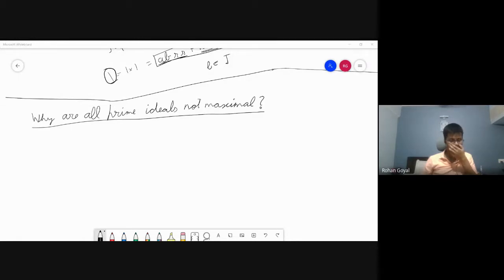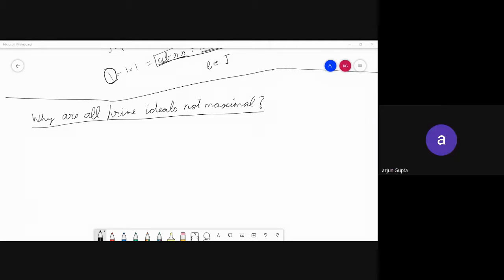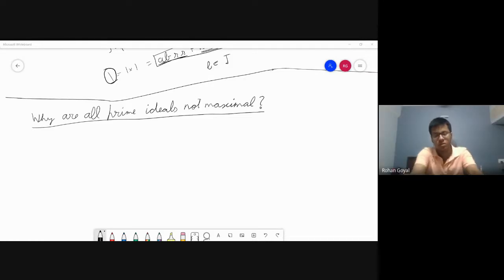If you want to look at basic algebra, I think Dummett and Foote is good. Could you please type the thing you remember in the chat? Like, Dummett and Foote, just Dummett. Or if you want a basic introduction, Napkin is always good.